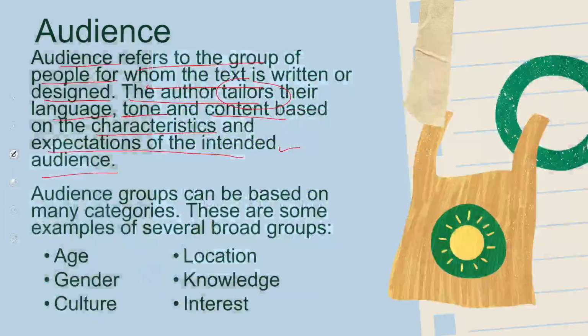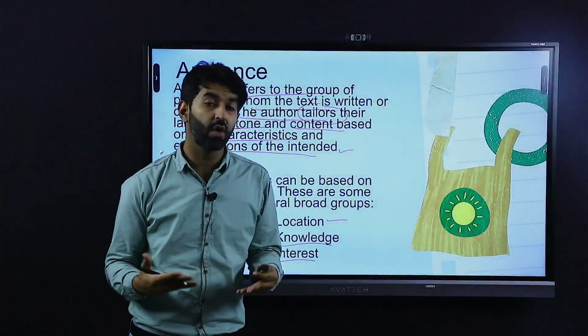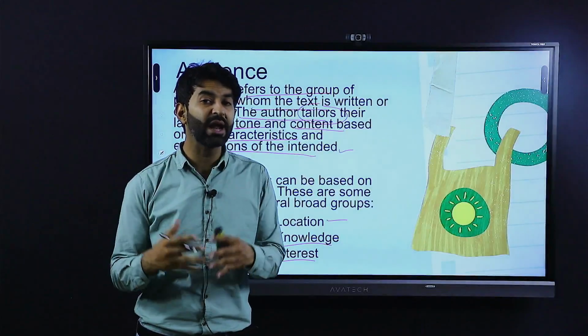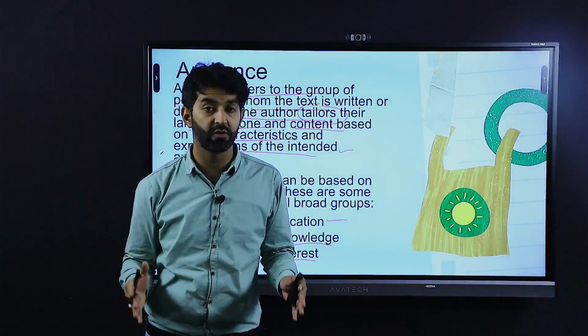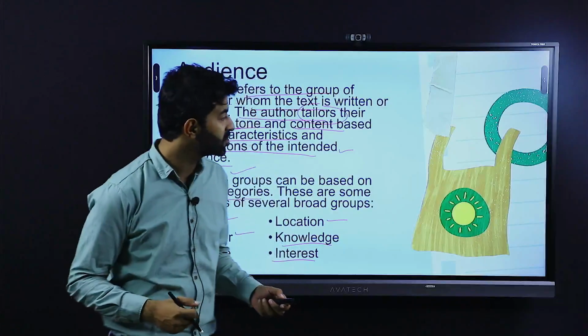Now audience can be categorized, can be grouped in many categories, and these are some examples: age, gender, culture, location, knowledge, and interest. Now all these things are different for different audiences. This will help you categorize the audience into different groups and different classifications.